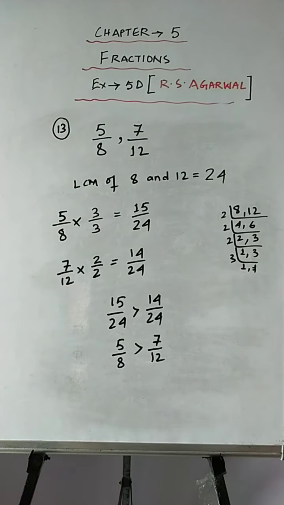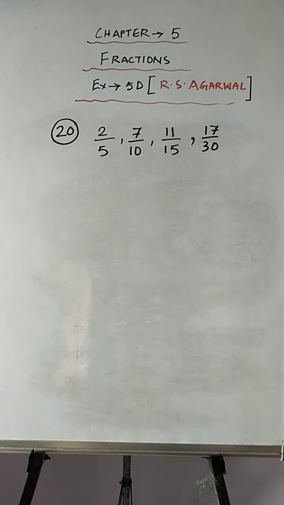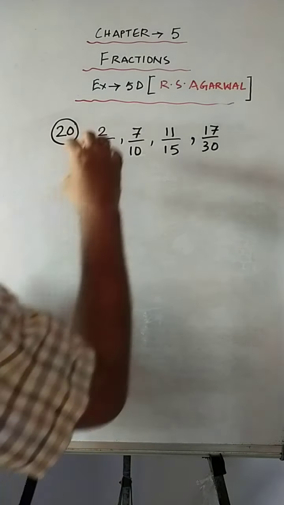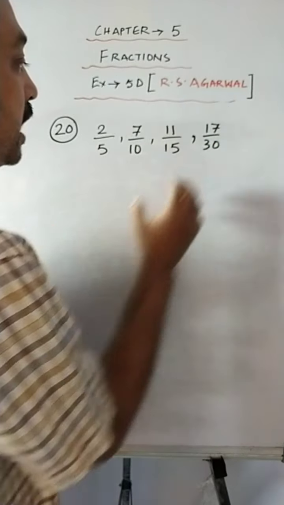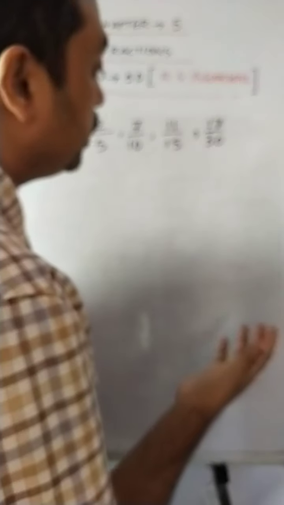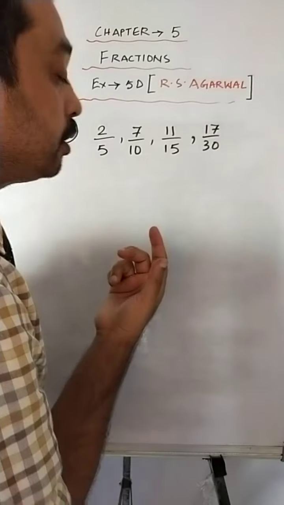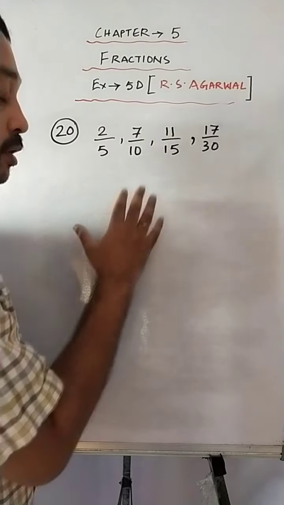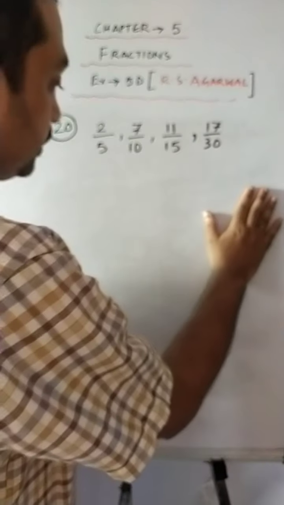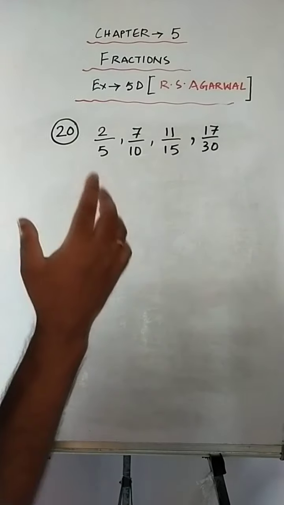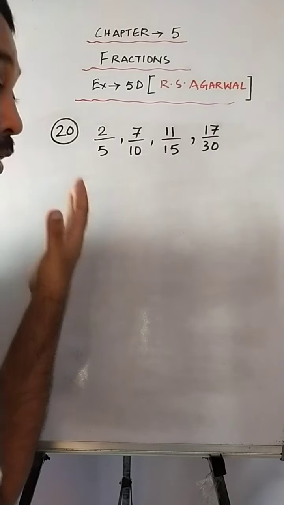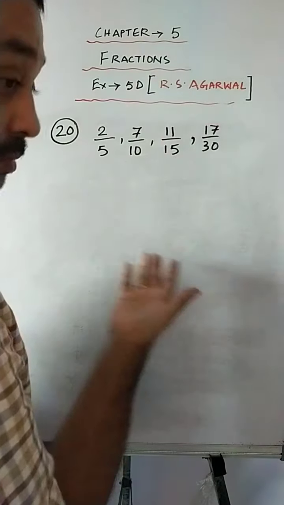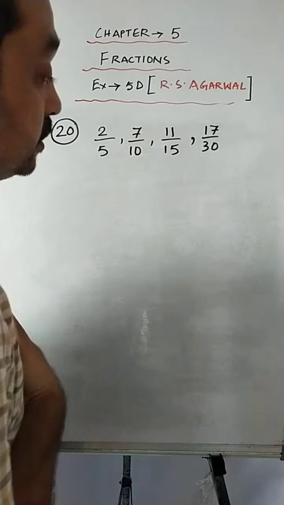Okay, now let's move on to sum number 20. In question number 20, you see there are 4 fractions given, and you have to arrange them in ascending order. And what is an ascending order? Ascending order means you have to arrange the fractions from smallest to the biggest fraction. But for that you have to understand which fraction is smallest, and accordingly you have to arrange the fractions.